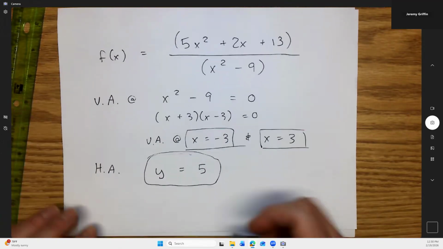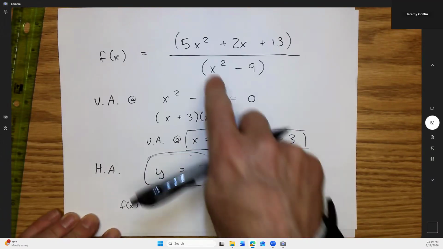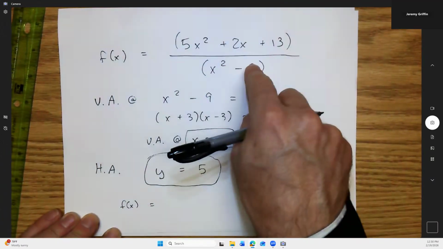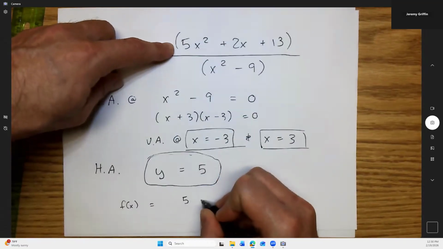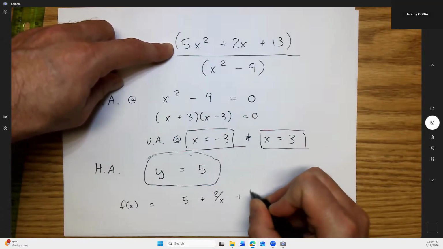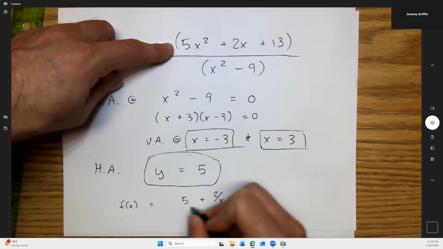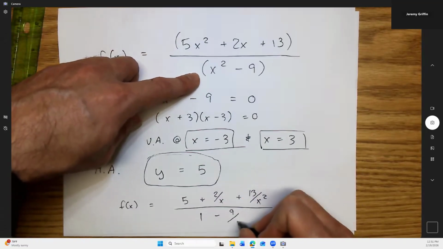Actually, here's kind of the proper mathematical way to do this. f of x equals... I'm allowed to divide each of these terms by, let's say, x squared. That'll give me 5x squared over x squared is just 5. 2x over x squared is 2 over x. And this is 13 over x squared. Then in the denominator, x squared over x squared is 1, and then minus 9 over x squared.